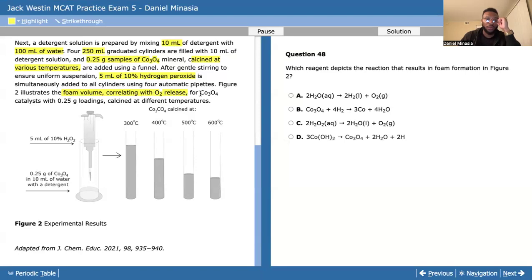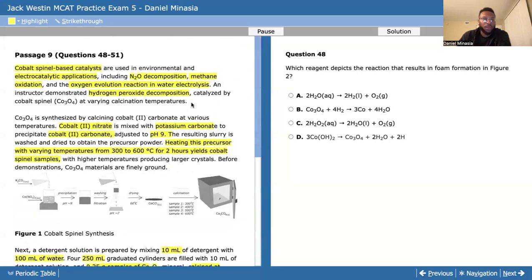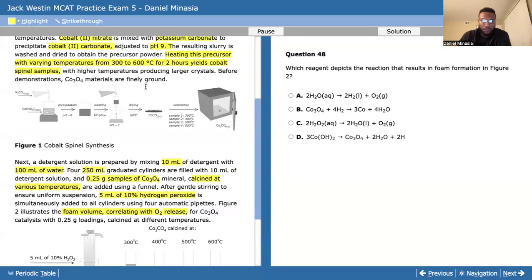All right, so for cobalt spinel catalyst with 0.25 gram loadings, calcined at different temperatures. Okay, so figure 2 is showing the foam volume correlating with oxygen release for cobalt spinel catalyst with 0.25 gram loadings, calcined at different temperatures. Okay, great, and that's the passage.